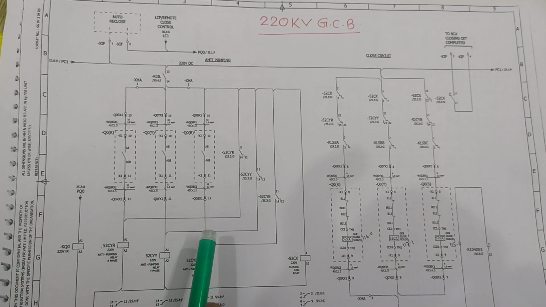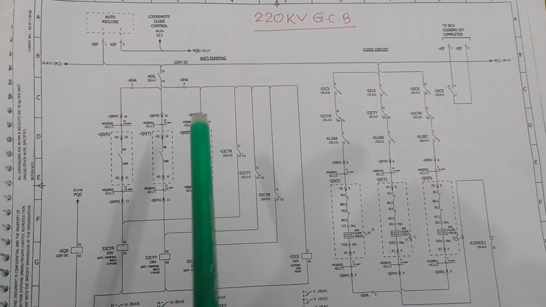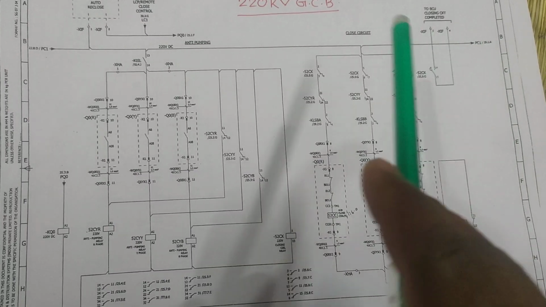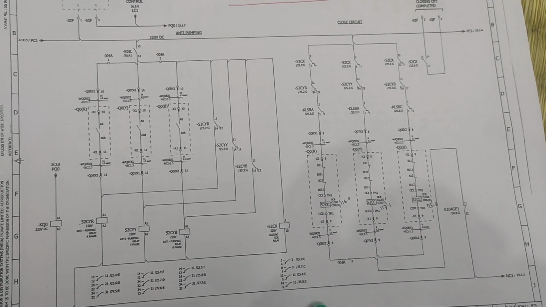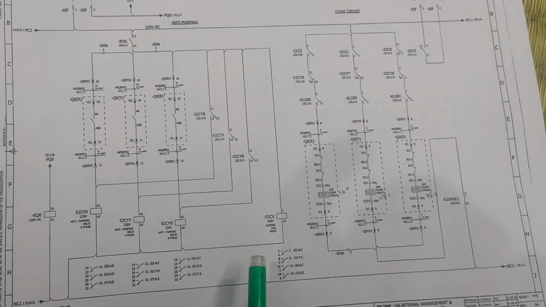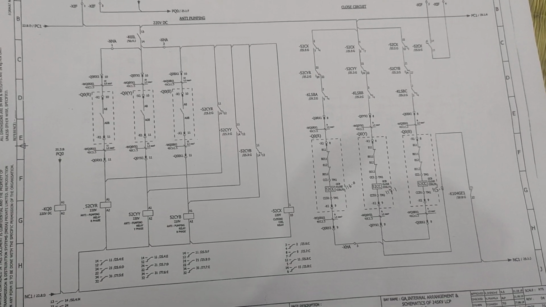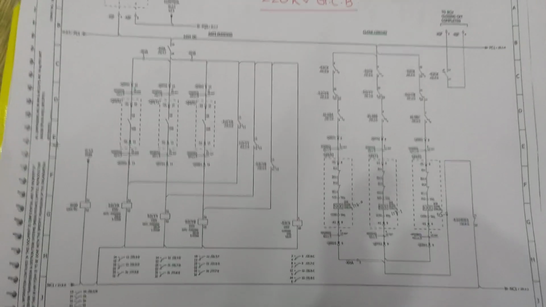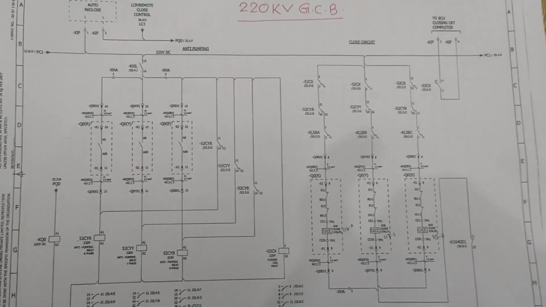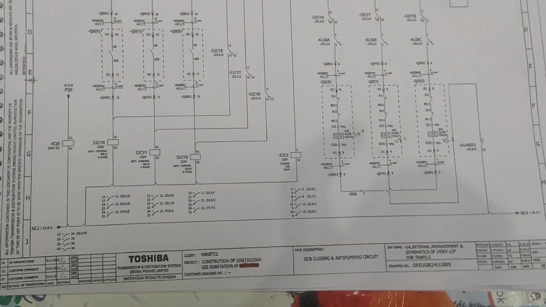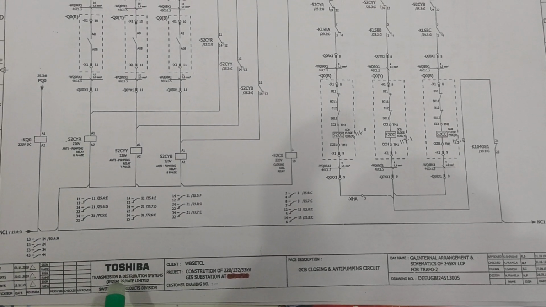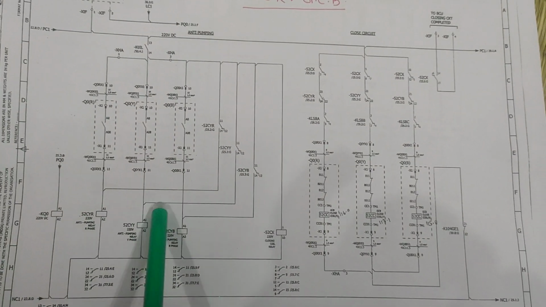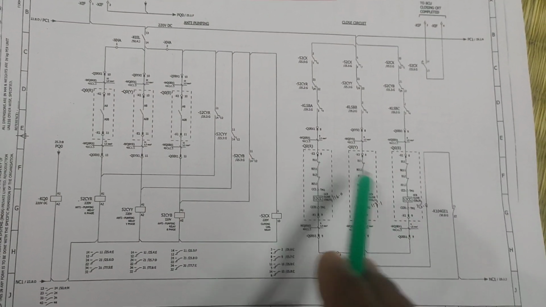So friends, today we discussed the anti-pumping relay circuits and also the control circuit of the GCB gas circuit breaker that is being used in the GIS substations. And this diagram is taken from the Toshiba diagram for anti-pumping and for the closing circuit, because the GIS is Toshiba make.